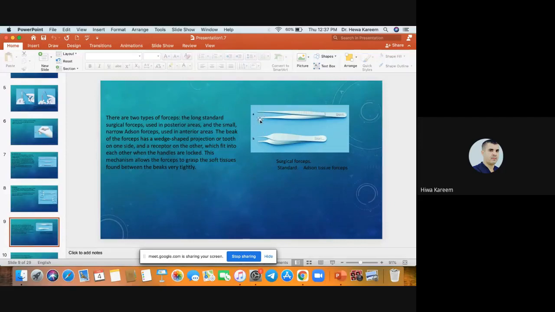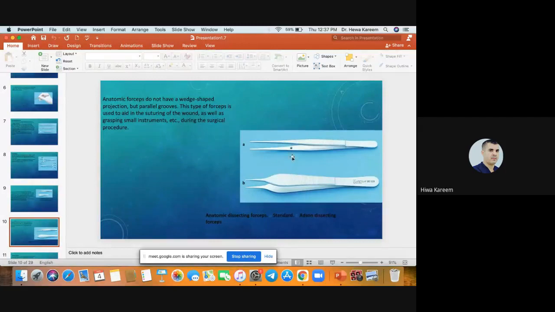When you lock it, this mechanism allows the forceps to grasp the soft tissue found between the peaks very tightly. We have short and long. The short is used for the anterior region and the long for the posterior region. This type of surgical forceps has a peak on one side and a depression on the other side to grasp the soft tissue between them very tightly.